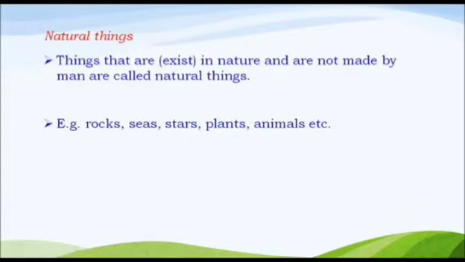Natural things. Things that exist in nature and are not made by man are called natural things. For example, rocks, seas, stars, plants, animals, etc. All these are natural things.